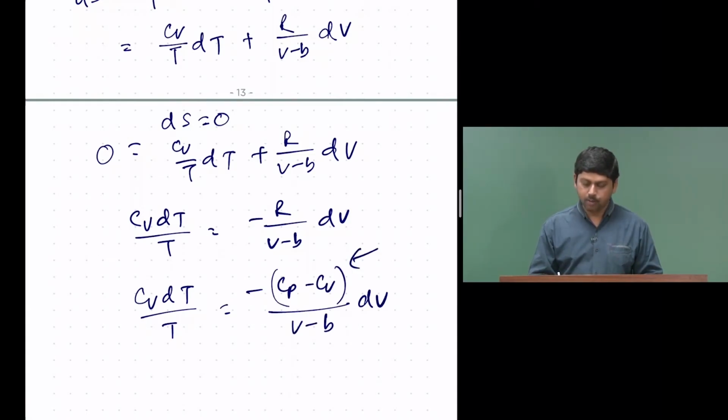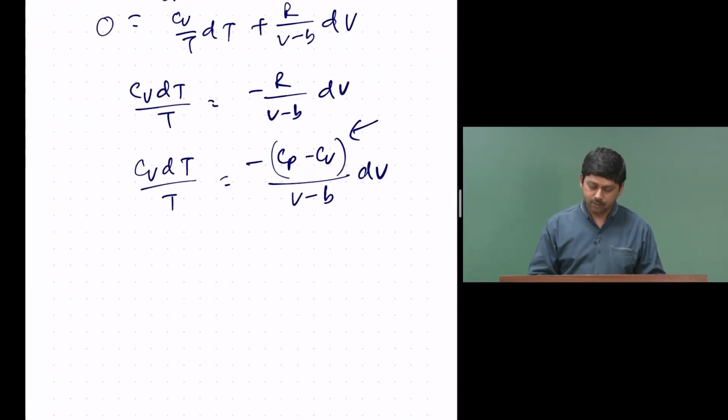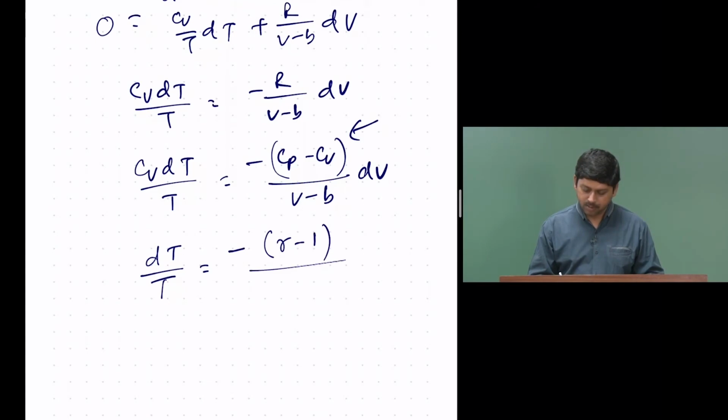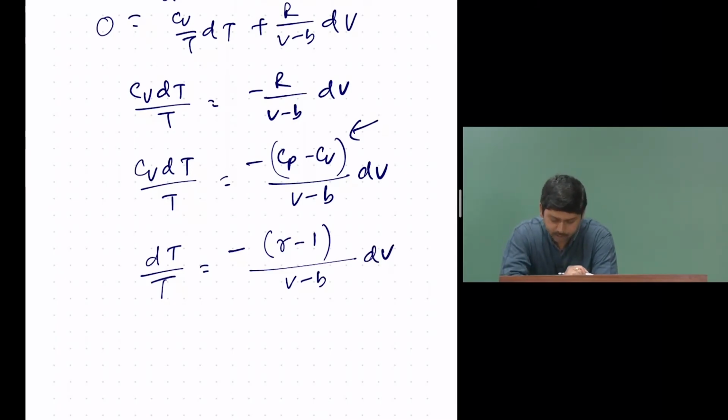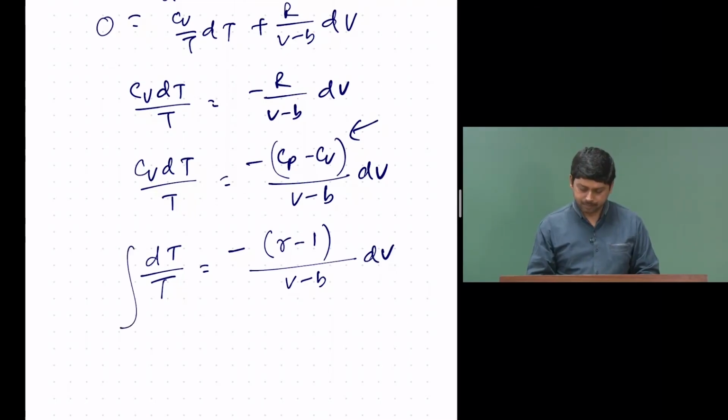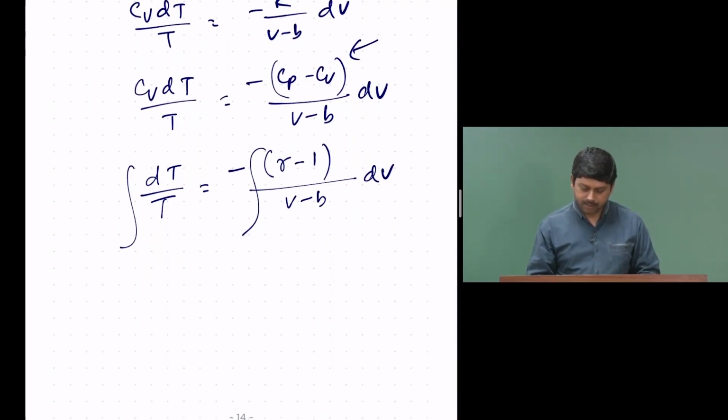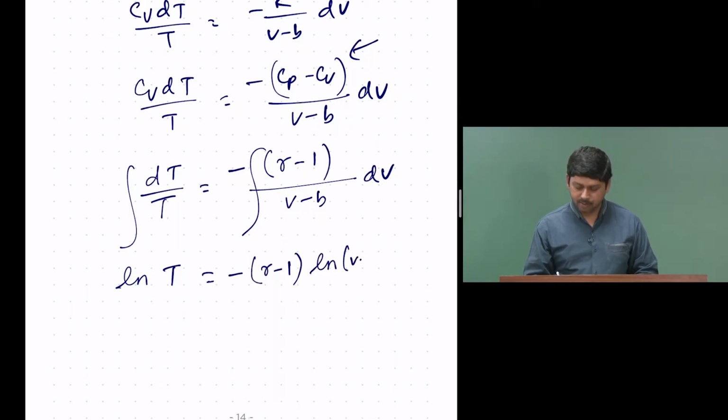And that is not true for van der Waals gas, but we are assuming that, because otherwise we will not get the gamma. So, dT by T equals minus, now we divide by Cv, so we will get gamma minus 1 by V minus b dV. Okay. So, now once you get that, we can integrate on both sides, and we can get ln T equal to minus (gamma minus 1), or 1 minus gamma, you could have done, ln (V minus b) plus constant.